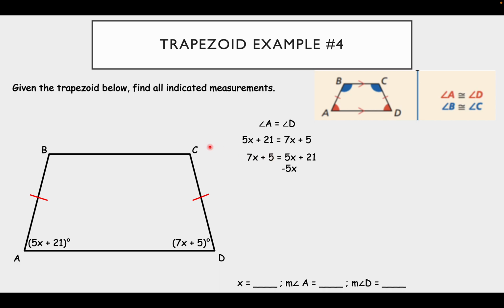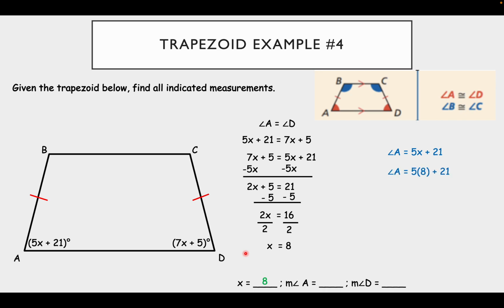So that my first business is going to be to subtract 5x on both sides, leaving me with a positive 2x, because I don't like dealing with negatives. Now I can subtract 5 on both sides. 2x equals 16, so x is going to equal 8. Now that we know that, we plug it back in. So angle A was 5x plus 21. Replace the x with an 8. Angle A is 61 degrees. Follow the same process to find angle D. Plug in the 8 for the x. And we get angle D also equals 61. If we needed to, we could find these angle measures using a similar process that we did in example 1.